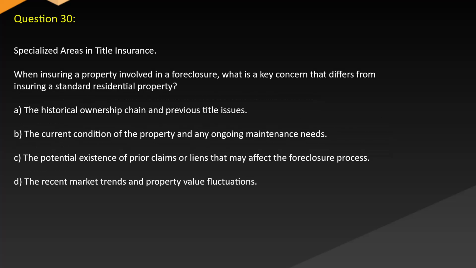Question 30. Specialized areas in title insurance. When insuring a property involved in a foreclosure, what is a key concern that differs from insuring a standard residential property? A. The historical ownership chain and previous title issues. B. The current condition of the property and any ongoing maintenance needs. C. The potential existence of prior claims or liens that may affect the foreclosure process. D. The recent market trends and property value fluctuations.